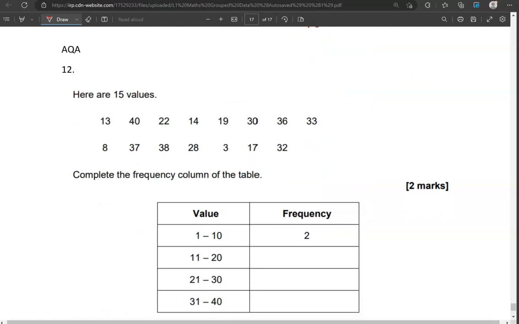Here are 15 values. Complete the frequency column of the table. So value 1 to 10, we got a frequency of 2. 11 to 20, we have 1, 2, 3, 4. 21 to 30, we have 1, 2, 3. 31 to 40, we have 1, 2, 3, 4, 5, 6.